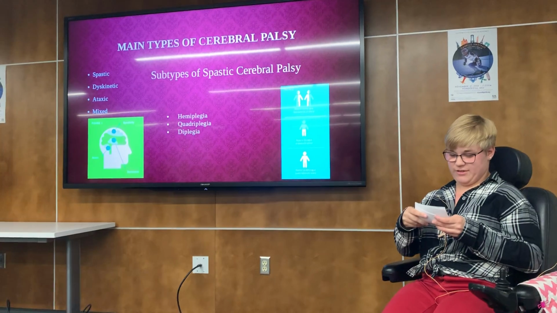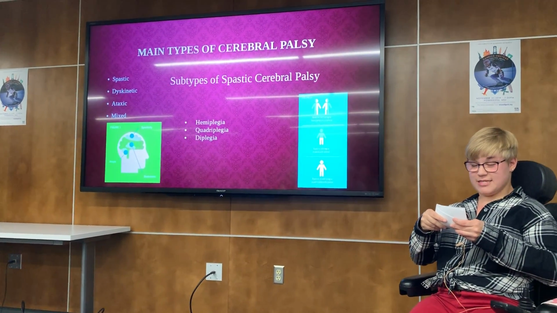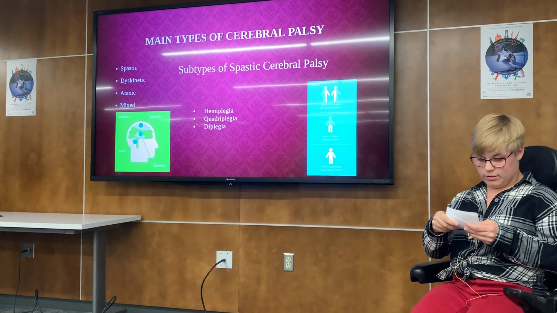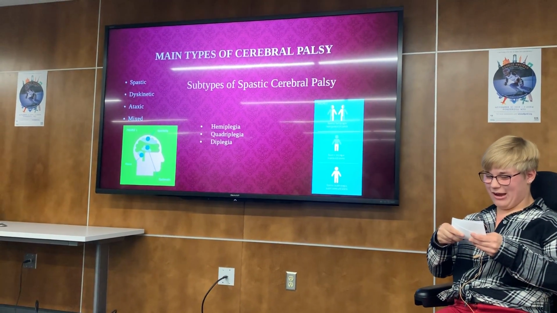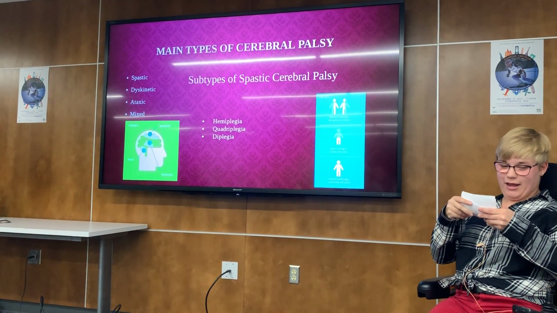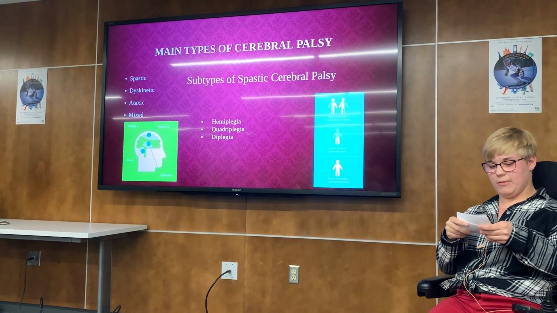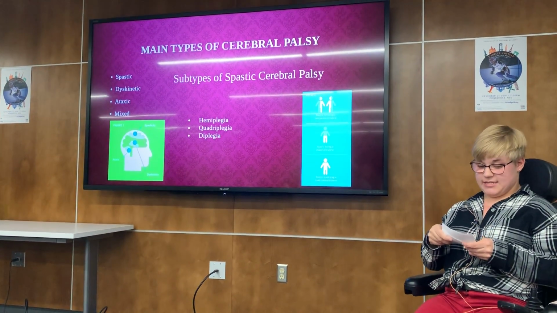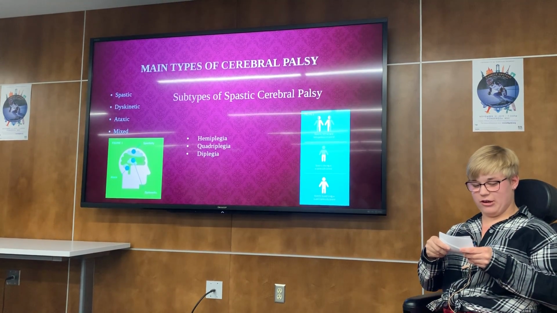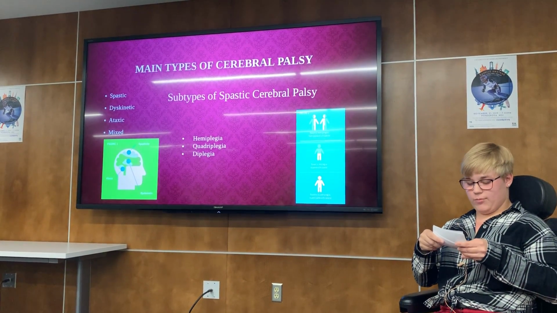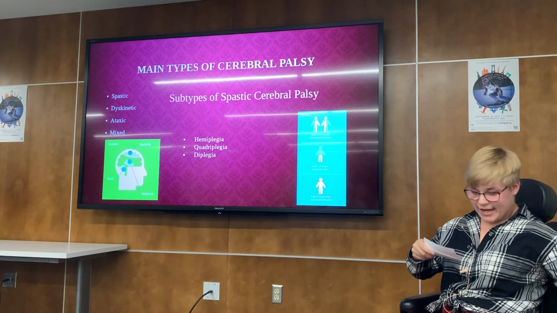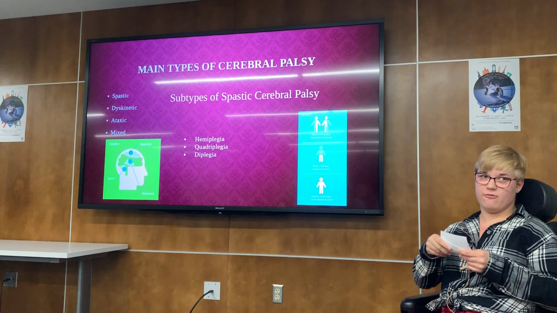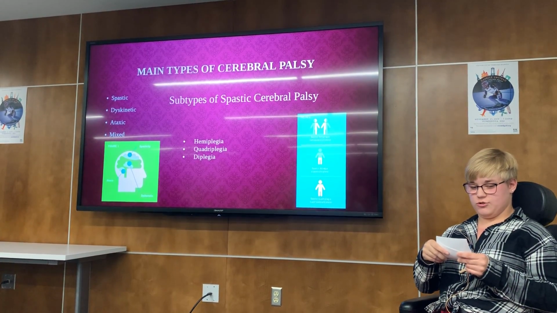According to the Cerebral Palsy Foundation, the second main type of cerebral palsy is dyskinetic. It is characterized by slow, uncontrollable, jerky movements of the legs, arms, hands, and feet. The third main type of CP is ataxic. It is characterized by poor coordination, depth perception, and balance. The final main type of CP is mixed. This refers to symptoms that don't fit into a single category of cerebral palsy.